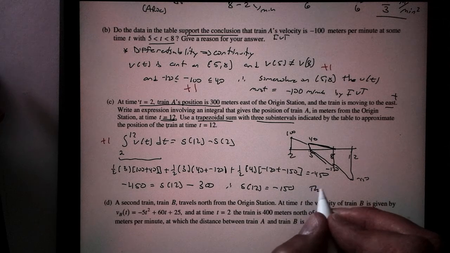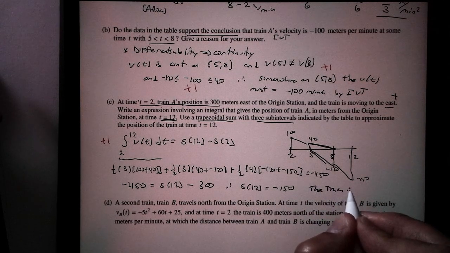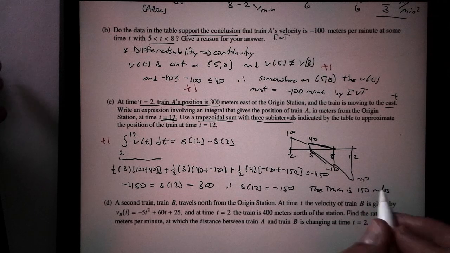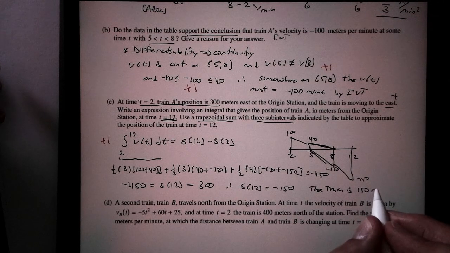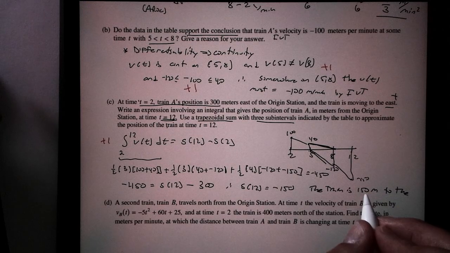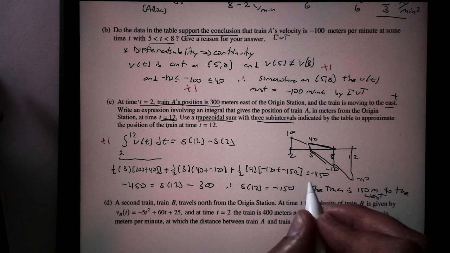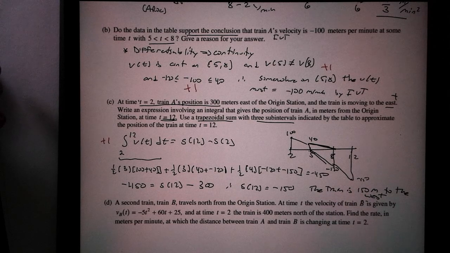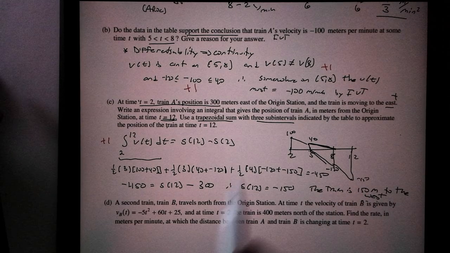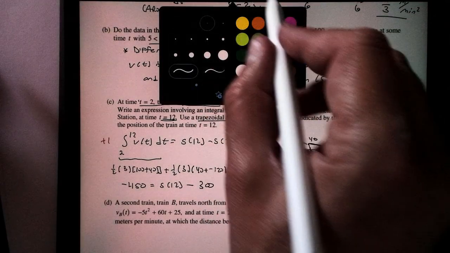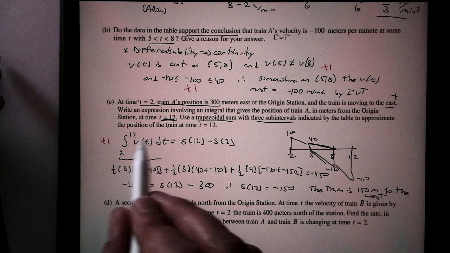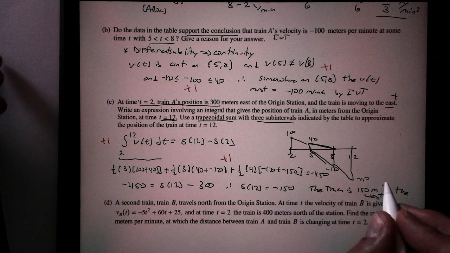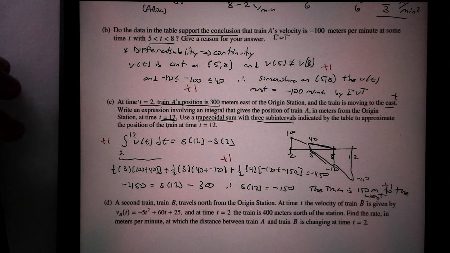So we can say the train is 150 meters to the west of origin station. And there, never box in your answers. We're not going to box those in. And there we have it. So we already got 1 point for setting up our integral, you're going to get 1 point for your trapezoid rule, and you get 1 point for your final answer right there.